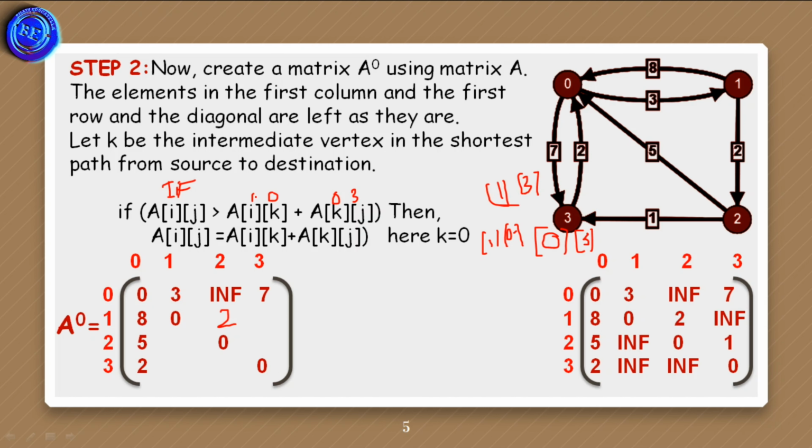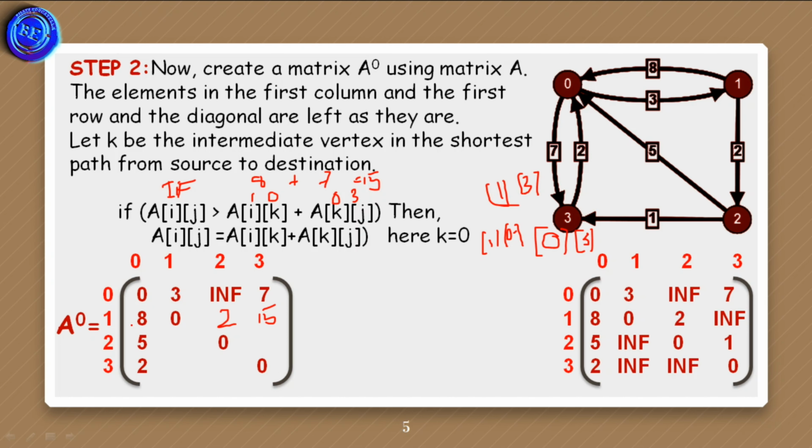The cost of 1 to 0 is 8 and the cost of 0 to 3 is 7. So actually the infinity is greater than the cost of 1 to 0 plus 0 to 3. When they are added, its value is equal to 15. So 15 is updated here. I hope you understood it.